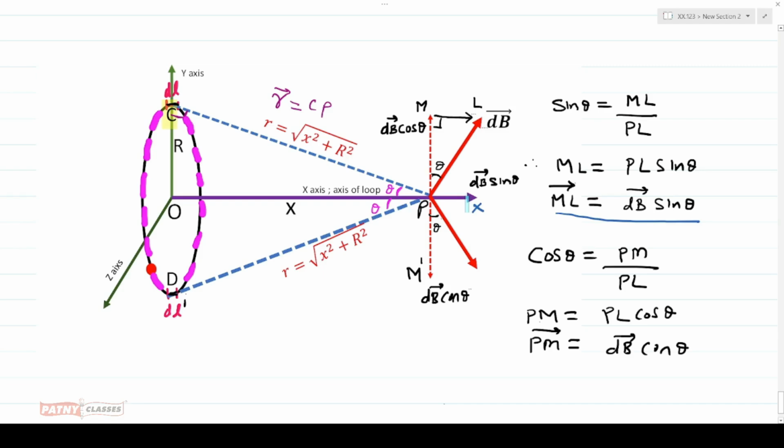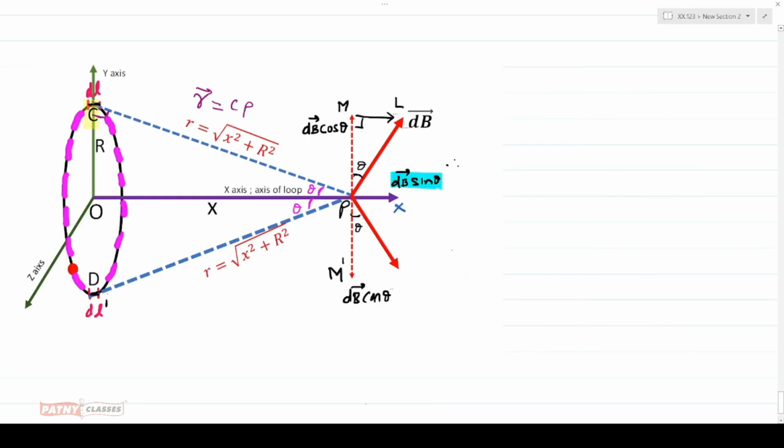So the net magnetic field due to all current elements is only because of the horizontal component, that is dB sin theta. The vertical or perpendicular components do not contribute to the magnetic field.